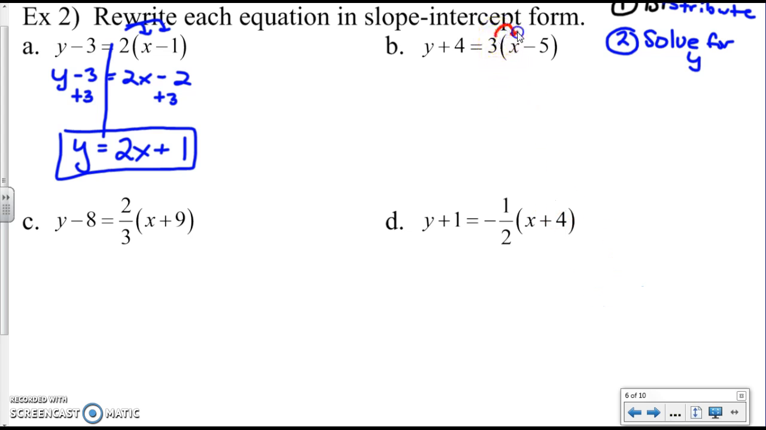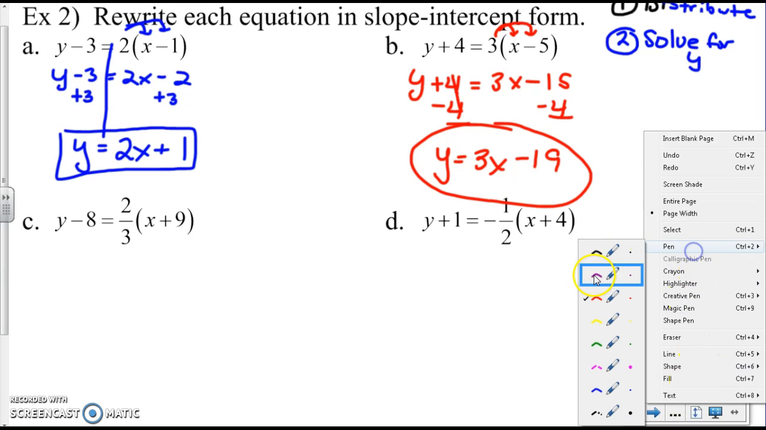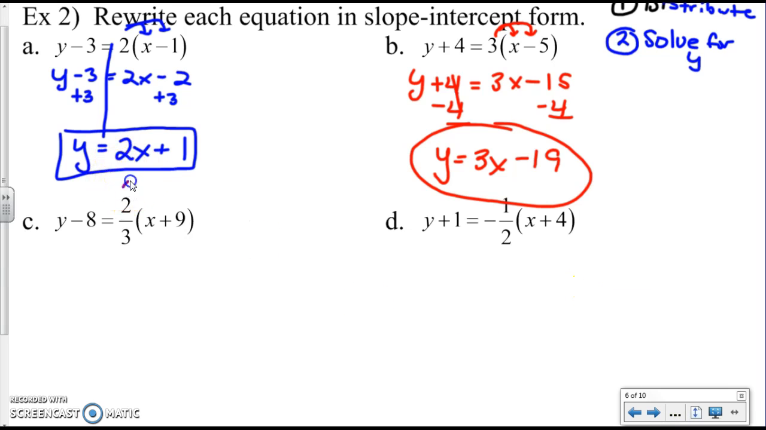So, distribute, I get 3x minus 15, and then solve for y, so minus 4 on both sides. So I'm left with y equals 3x, and then if I combine those, negative 15 minus 4 is negative 19.